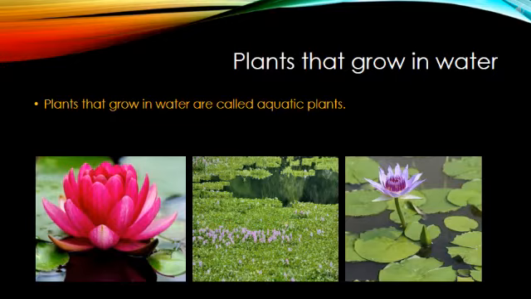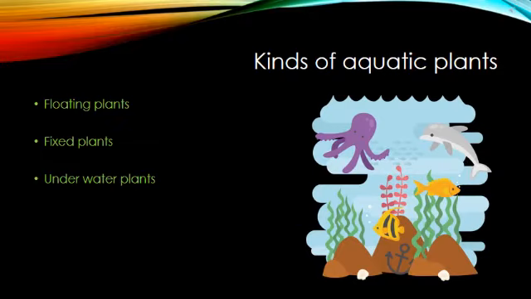Plants that grow in water are called aquatic plants. Now there are three kinds of aquatic plants. Three kinds of aquatic plants are floating plants, fixed plants and underwater plants. Now I will describe one after another with examples.